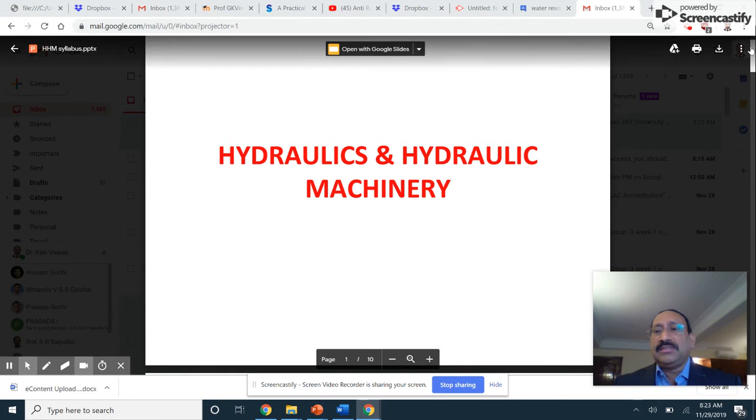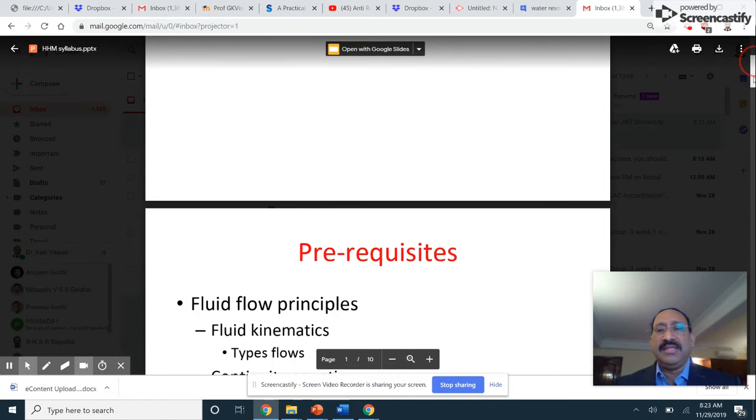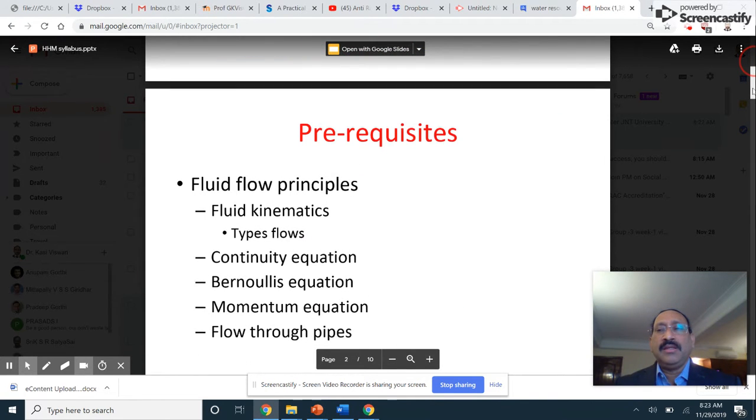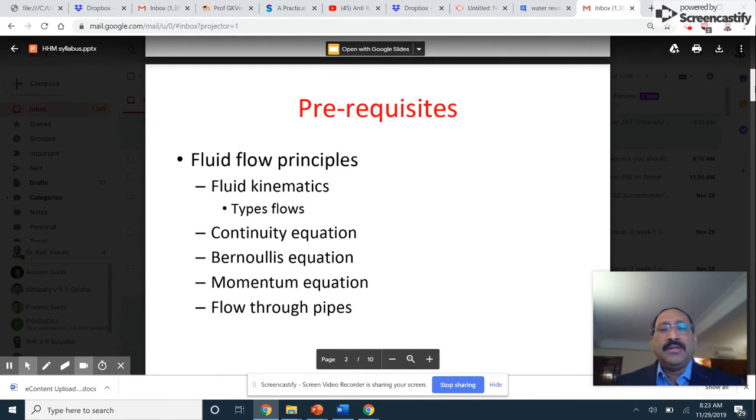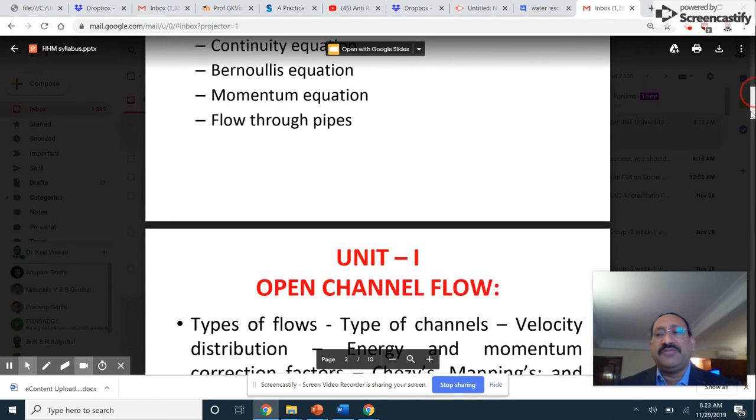I'm dealing with the subject hydraulics and hydraulic machinery. So, this subject is very useful for second year civil engineering students. The students have already studied the subject of fluid mechanics, like fluid flow principles, kinematics, types of flows, continuity, Bernoulli's, and momentum equation, and various flows through pipes. They must already have studied fluid mechanics. So this is the prerequisite for the course.